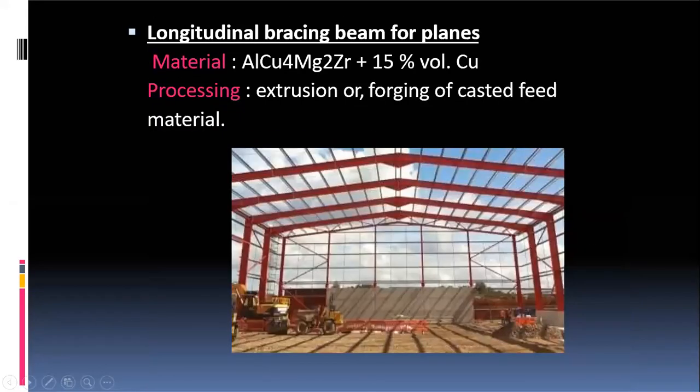The processing method used for the longitudinal bracing beams is extrusion. Extrusion is the processing method, or we can also use the forging method from cast feed material, but they are using the extrusion process only. You can see the picture of the longitudinal bracing beam here.